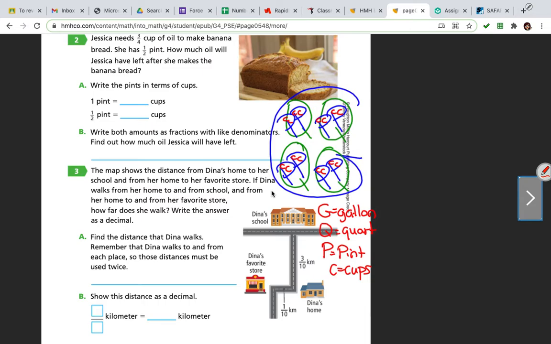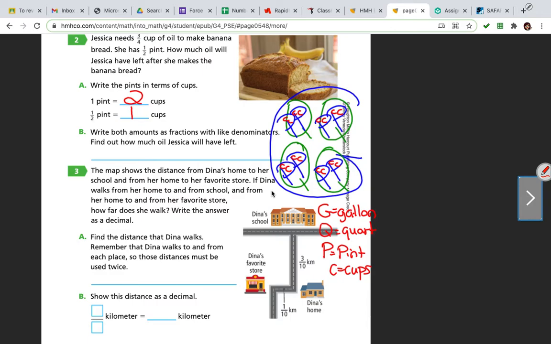So convert the pints to cups. So 1 pint, so 1 P equals 2 cups. So half a pint would equal 1 cup. Write both amounts as fractions with like denominators and find out how much oil Jessica will have left.